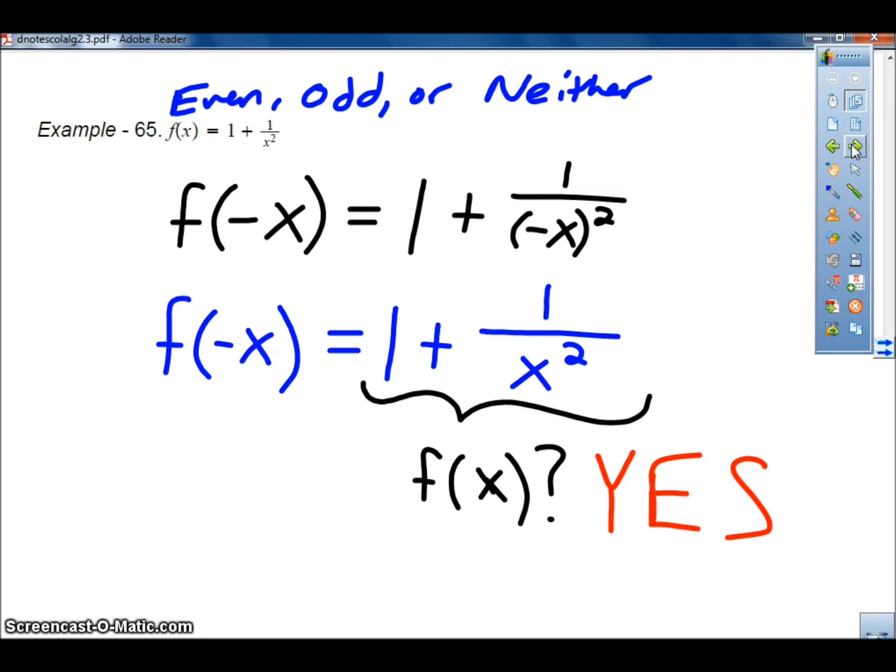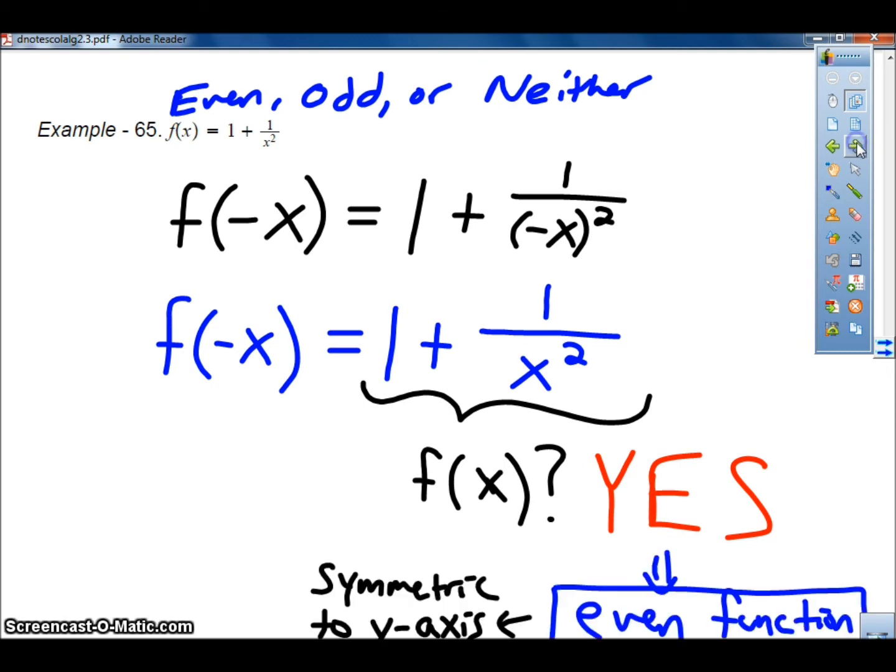And so we can stop here. We've discovered what this function is. It's even. We don't have to test to see if it's also odd, because almost all functions, and I say almost because there's actually one function that can be both, are either even, odd, or neither. So in this case, it's even. This function is even because when I plugged negative x in for x and simplified, the result came out exactly the same as the original function f of x.